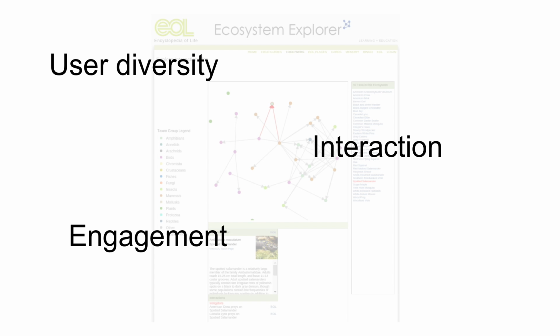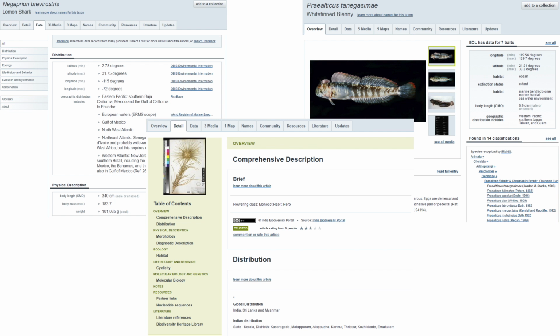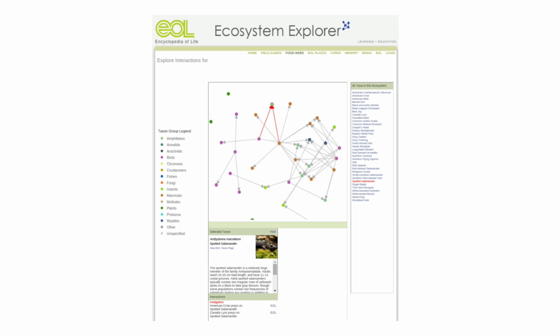Even with the availability of data from sources like EOL, supporting a diverse set of users, interaction and engagement remain open challenges in existing ecosystem exploration and analysis tools. Information is either presented using several pages of textual and iconic content, or small-scale, relatively static visualizations.